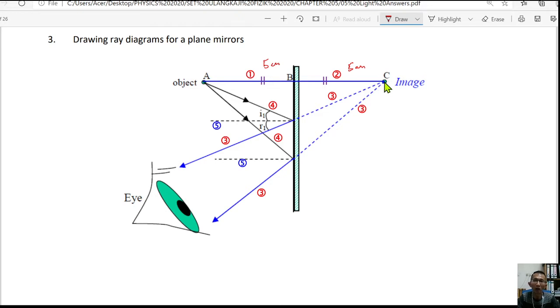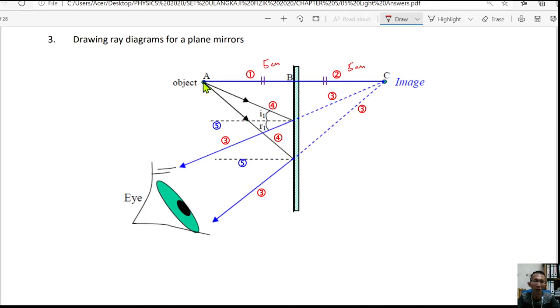So I know the image will be here. Next I draw two straight lines toward the eyes. That is step number 3 that I have written there. What is next? I know that these must be my reflected rays, so where is my incident ray? From this point on the mirror, I draw a line straight to the object. The same goes for this line down here, straight to the object.